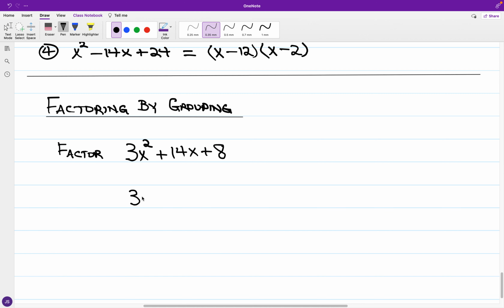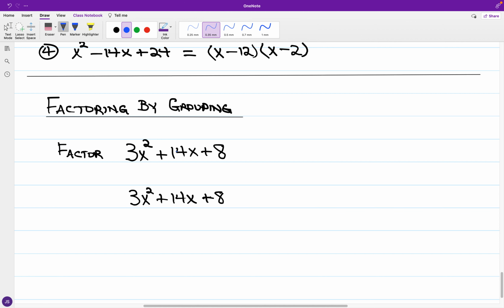But if we go with the grouping approach, we have 3x squared plus 14x plus 8. Now setting up what will be regarded as factoring by grouping. Now 3x squared is not going to be an automatic x and x. We are going to have a couple of first order x terms, but with a different coefficient, since we're factoring out 3x squared as opposed to just x squared.